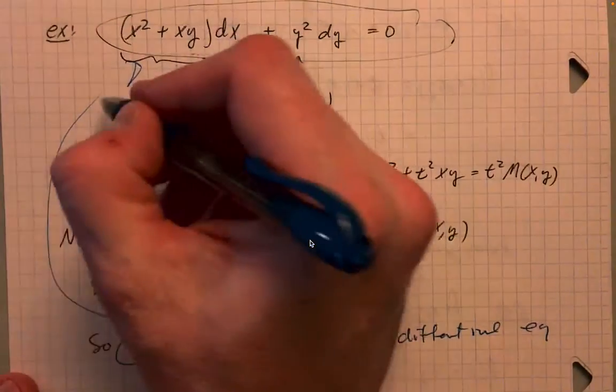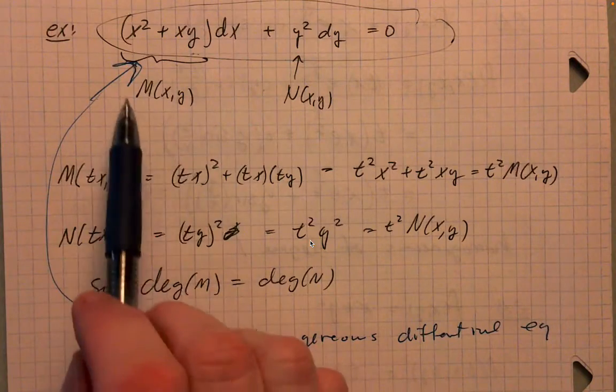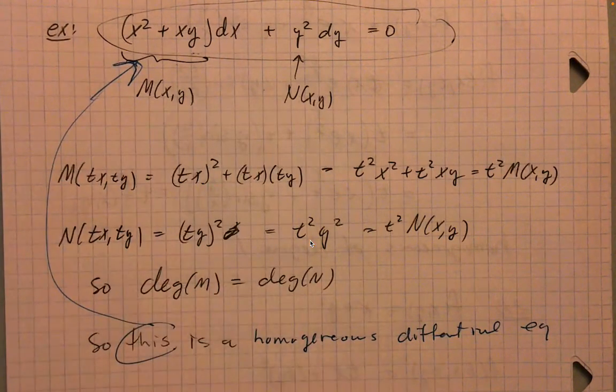So that guy up there is a homogeneous differential equation. Okay, right, it obviously fits the form m of xy times dx plus n of xy dy, and m and n are both homogeneous of the same degree. Right, so it has all of the features that you would require of a differential equation in order for it to be homogeneous.